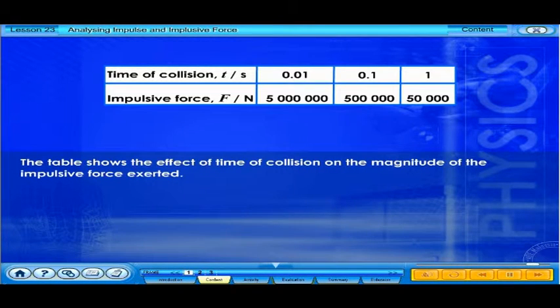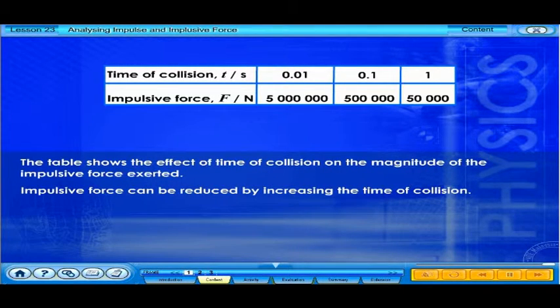The table shows the effect of time of collision on the magnitude of the impulsive force exerted. Collisions involve huge impulsive force and cause damage to the car and injuries to passengers. One way to reduce the damage and injuries would be to reduce the impulsive force. This can be done by increasing the time of collision.